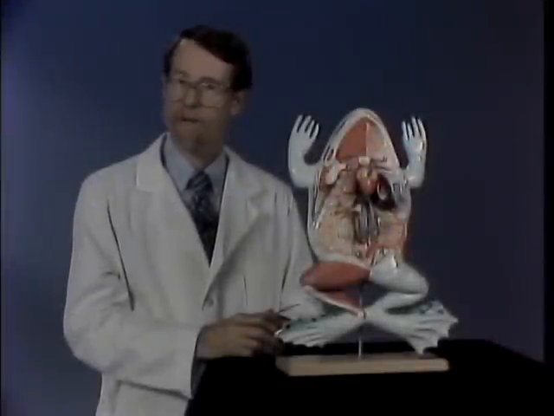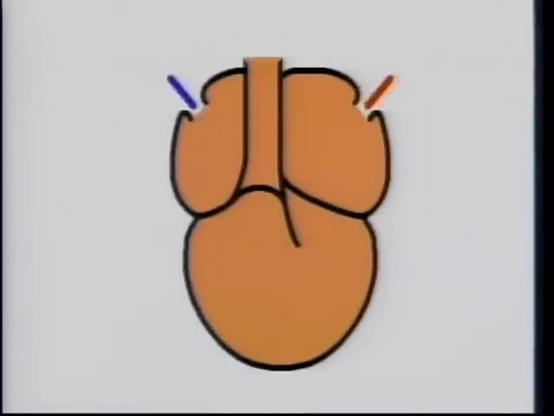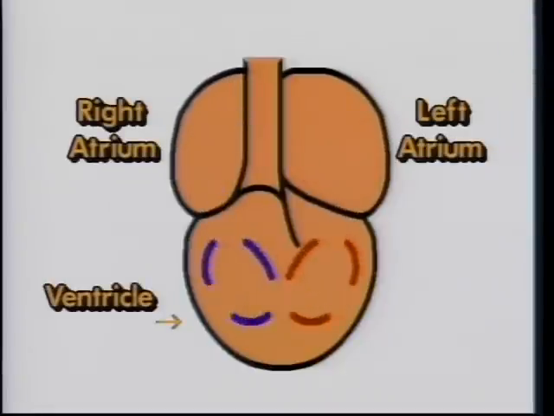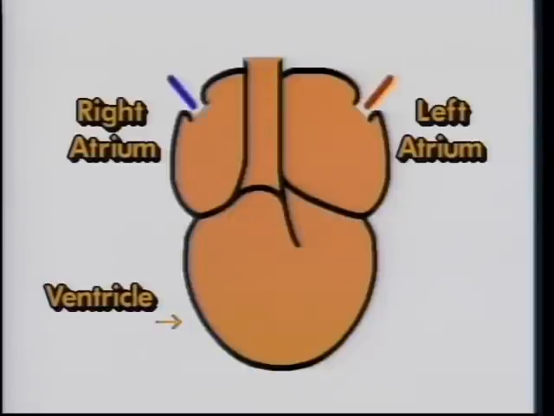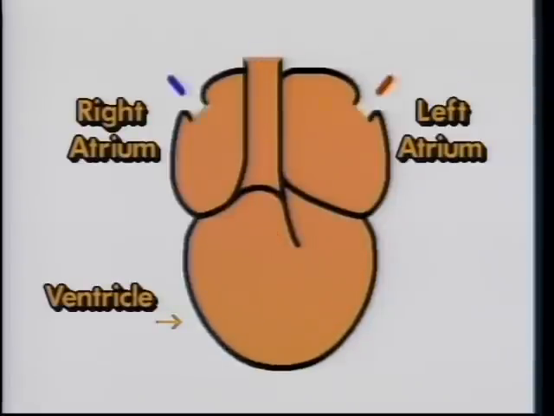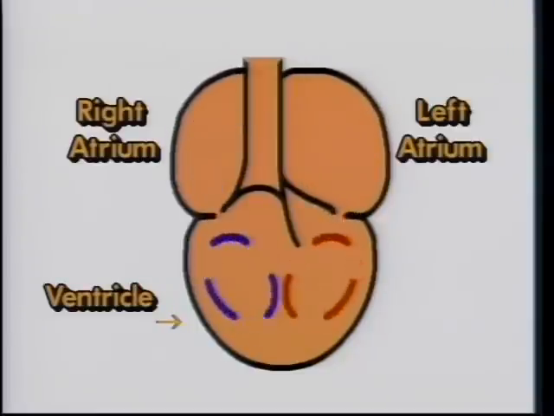Here are some major points for review. Frogs have a heart containing 3 contractile chambers. The atria pump blood into the ventricle. In the case of the right atrium, blood low in oxygen is returning from the body. The left atrium receives oxygenated blood returning from the lungs. It is the ventricle which propels blood to the lungs to be oxygenated, and on return to the ventricle as oxygenated blood, it is then pumped to all parts of the body.